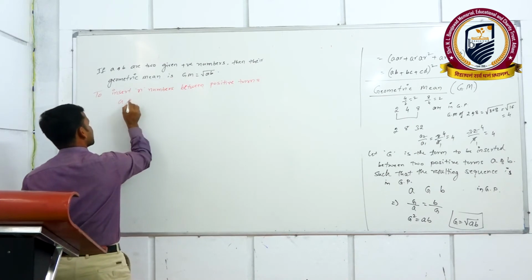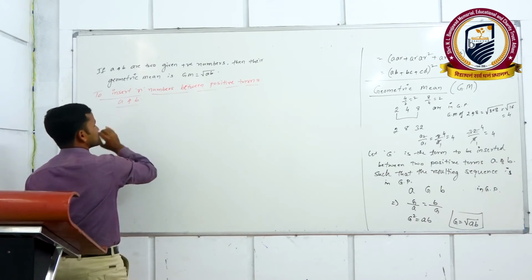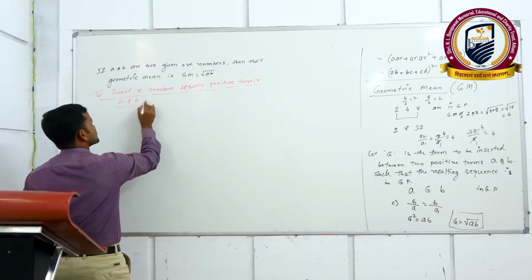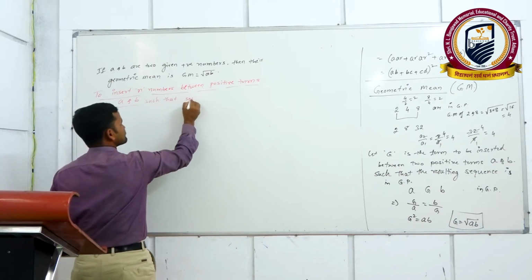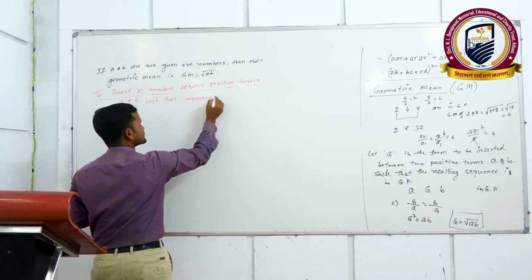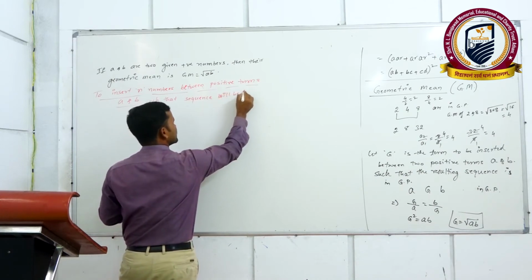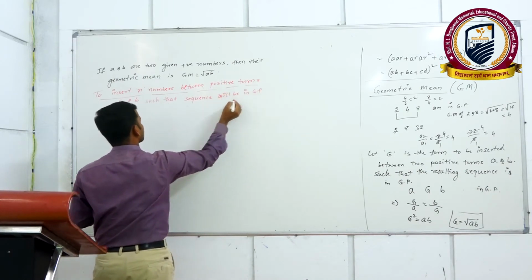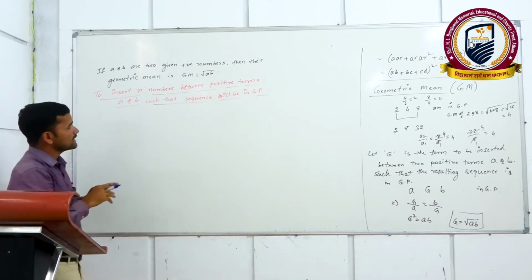A and B, we insert n terms between A and B such that the sequence will be in a geometric progression. Okay, very simple steps to be followed here.